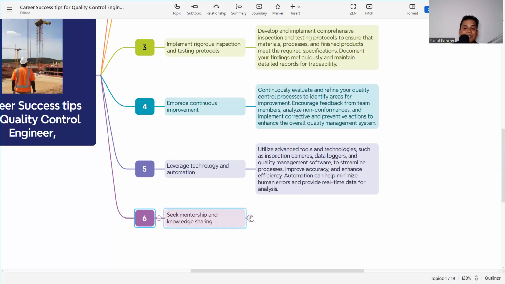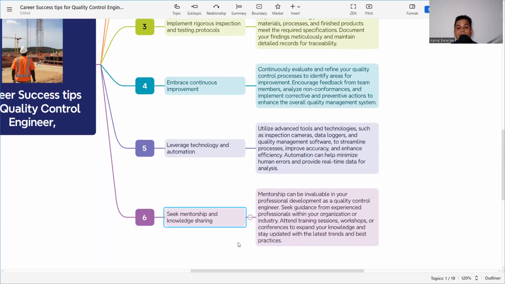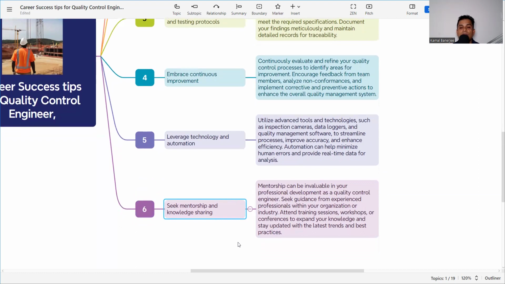So seek mentorship and knowledge sharing. Mentorship can be invaluable in your professional development as a quality control engineer, because without mentorship we can go up to a certain level. Beyond a certain level you cannot. Sachin Tendulkar also did not believe that he could make this, but his coach Ramakant Achrekar knew that he could. So that belief was instilled in Sachin Tendulkar and he blasted out.